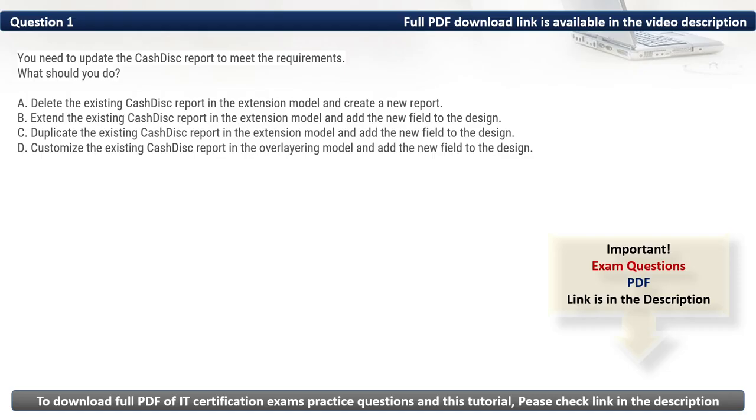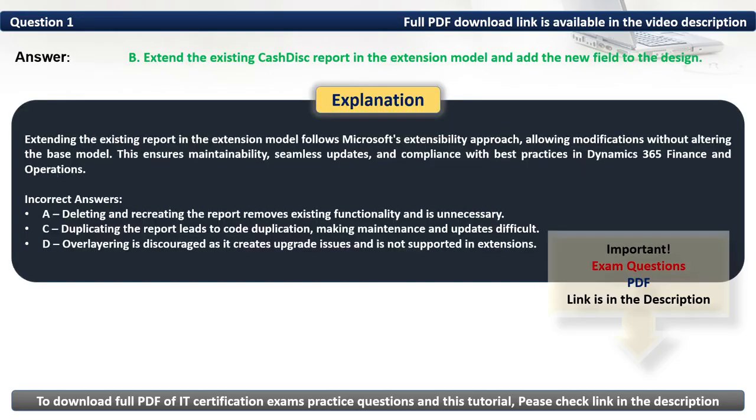As such, we should extend the existing cache disk report in the extension model and add the new field to the design. Thus, the correct option is B. Extending the existing report in the extension model follows Microsoft's extensibility approach, allowing modifications without altering the base model. This ensures maintainability, seamless updates, and compliance with best practices in Dynamics 365 finance and operations.